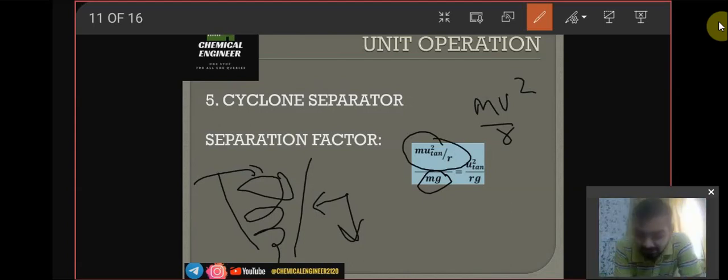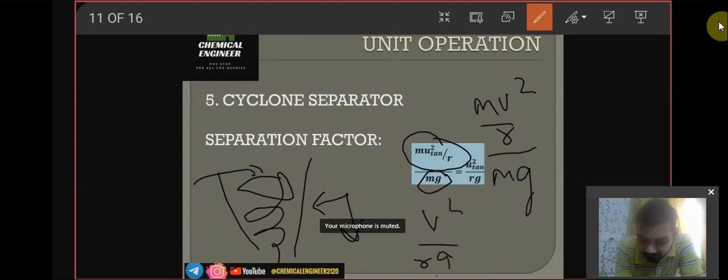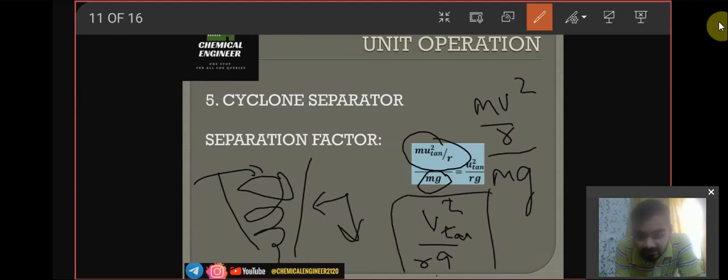Okay, so mv square by r divided by mg, so v square by rg. Here v is the tangential velocity of the particle, r is the radius of the cyclone, and g is the gravity. So this is how we get the formula for cyclone separator. You should remember this formula as well.